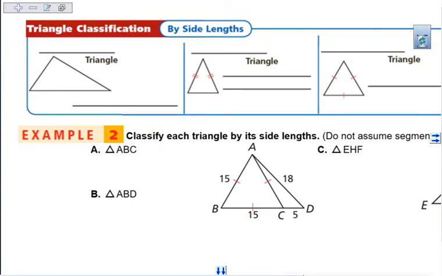Next up, we are classifying triangles by their side lengths. Again, we're naming, but this time we're naming our triangles by the side lengths. This first triangle is a scalene triangle, and it's scalene because no sides are congruent. The next one is an isosceles triangle. And isosceles triangles have at least two sides congruent.